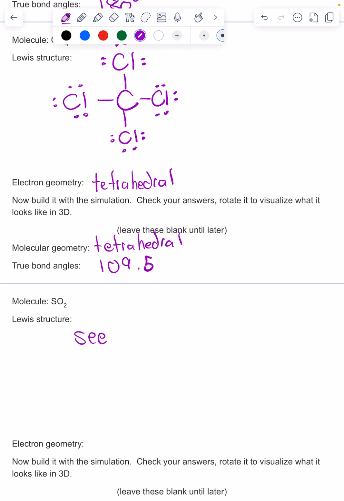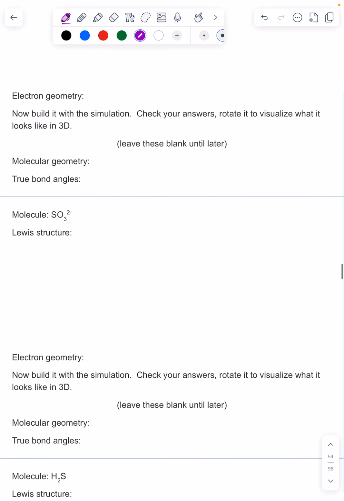SO2, I'm just going to say see above, because we did that in detail on, what's today? On Monday. Okay. SO3 minus. Go ahead and pause, work the example, and then come back.